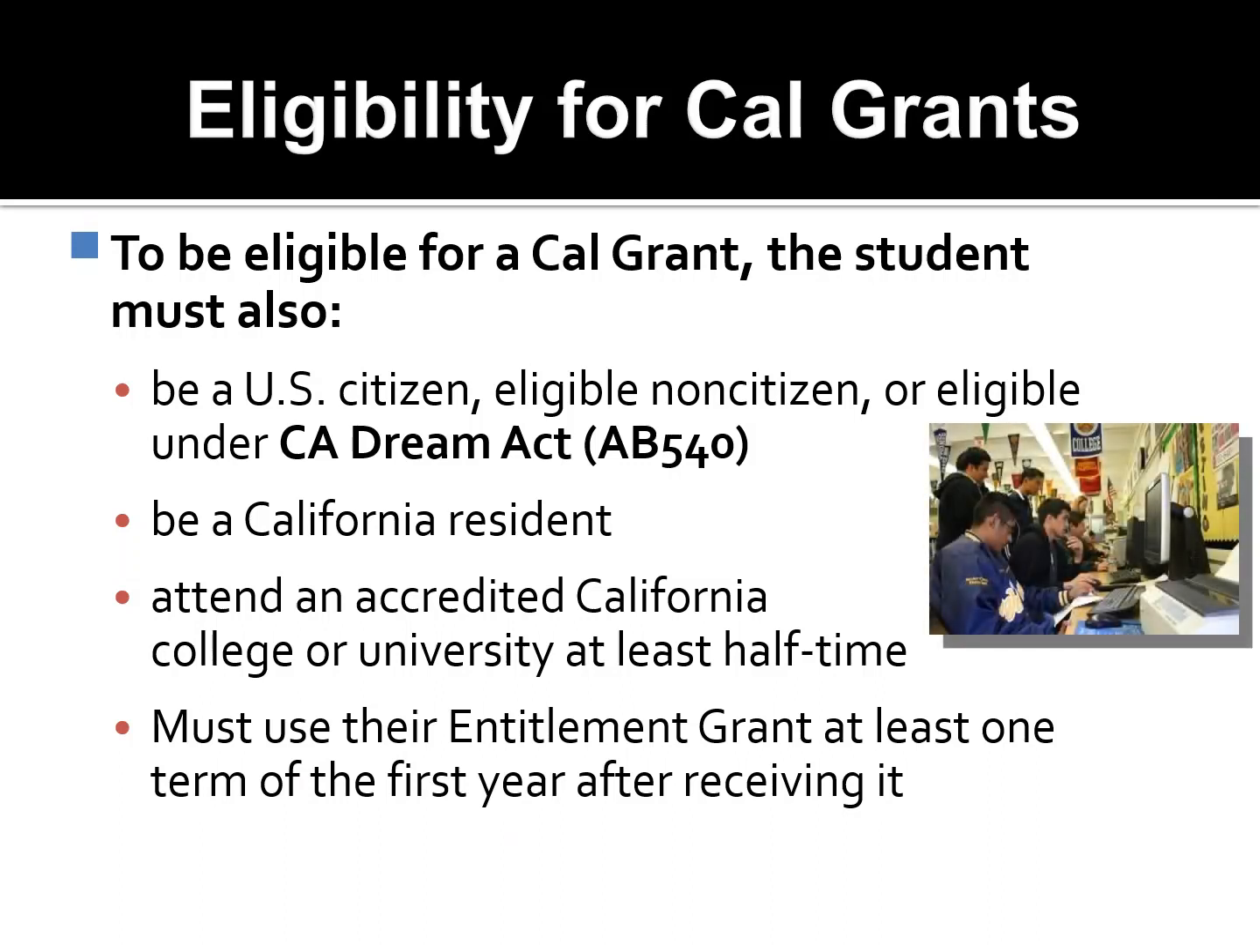So the eligibility for Cal Grant. You must be a U.S. citizen, eligible non-citizen, or eligible under the California Dream Act or AB 540 status. You must be a California resident, attending a California college or university at least half time. And you must also use the entitlement grant at least one term of the first year you are receiving it.